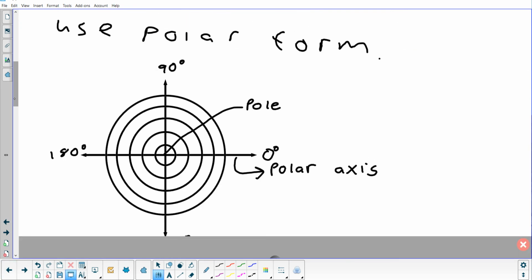Okay, the polar axis is horizontal, and the center, you can call it the origin, but it's also called the pole.